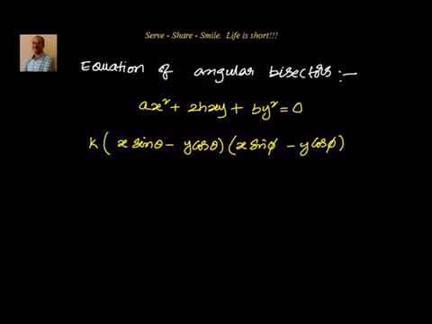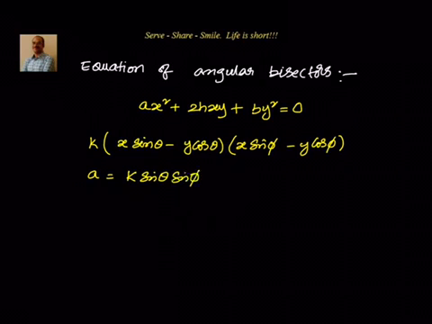So let's multiply this out and compare the coefficients of x². The x² term is a on one side, and on the other side the x² term is k sin θ sin φ. So can I write a = k sin θ sin φ.